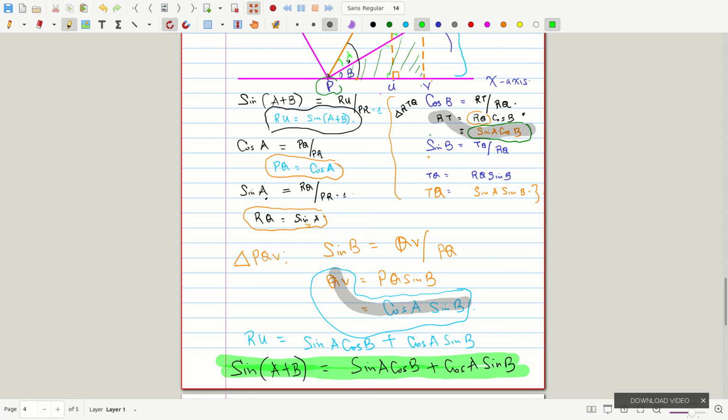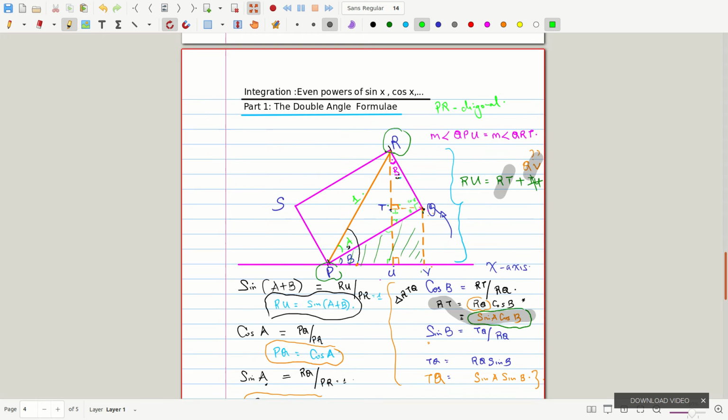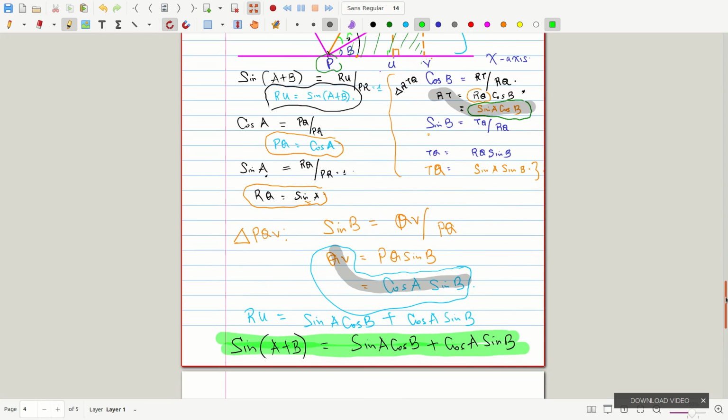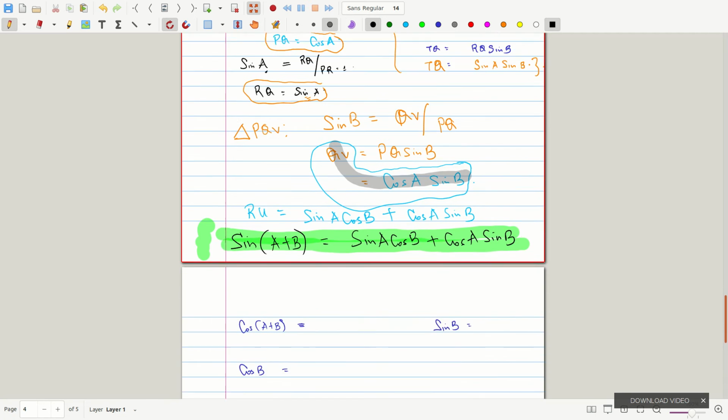Welcome back to this segment, a continuation of the double angle formulae, which were a review of the double angle formulae we want to use in integrating even powers of sine and cos. In the first part, we came up with the expression for the sine of A plus B, which is sine A cos B plus cos A sine B. In this next part, we would like to have the expression for cos of A plus B and see what we come up with.